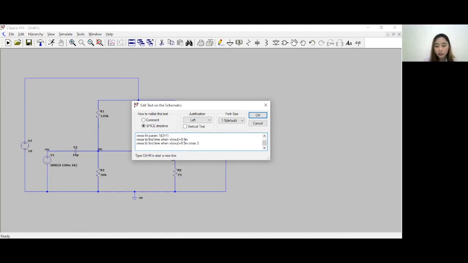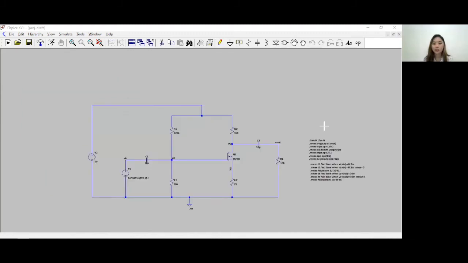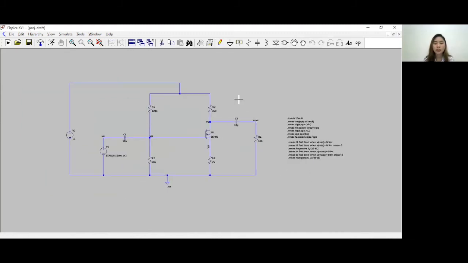And finally, we will have the .meas f out param 1 TB minus TA. Now, since we have the transient command and the .meas commands, we can now run the simulation.